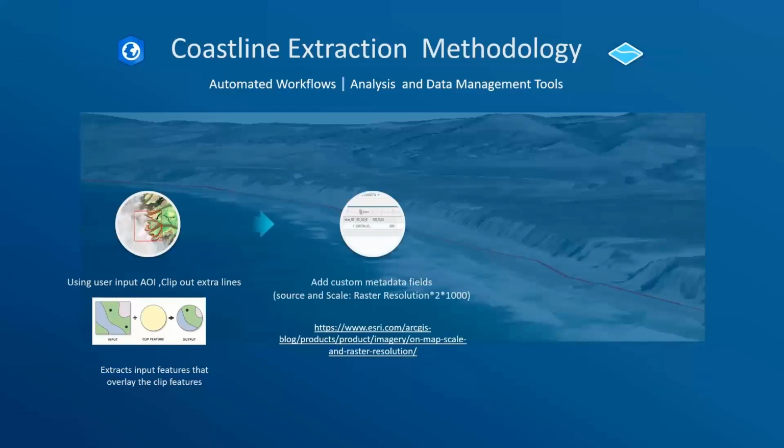And the next step is to add custom metadata fields, such as the source from where we are extracting the coastline, and also the scale of the extracted coastline by applying the formula raster resolution multiplied by 2 multiplied by 1000. The article related to this is available to take a look. Then finally, append the final coastline shapefile to the coastline feature class. So all these steps will be done very quickly based on your area of interest using this automated workflow.